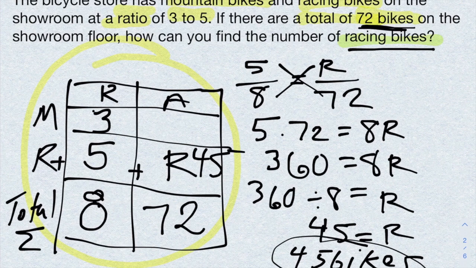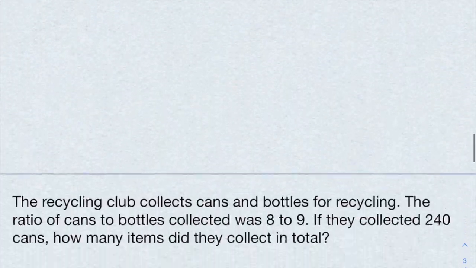Yes, I would just add something plus 45 gives me 72. Or I can subtract 72 minus 45. 12 minus 5 is 7. 27. So I would also know that as well. Okay, but the actual answer is 45 bikes. Right, moving along.